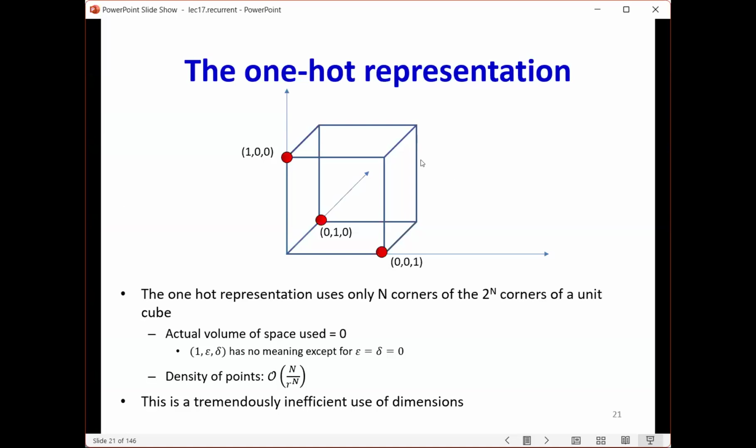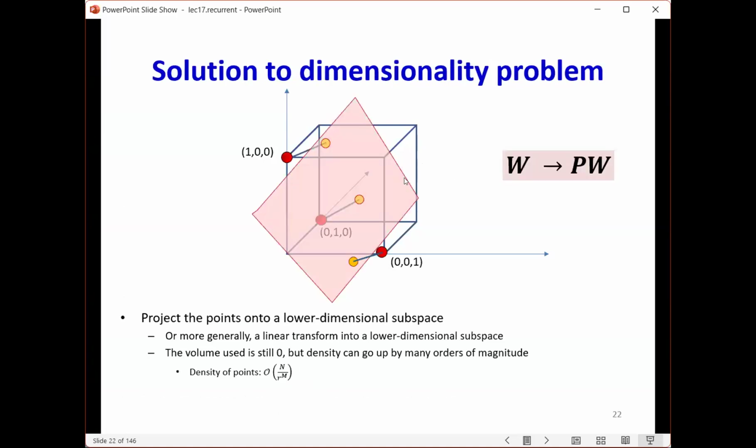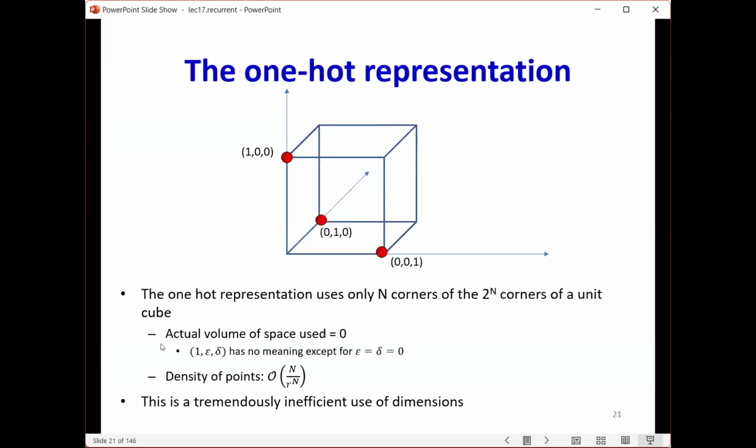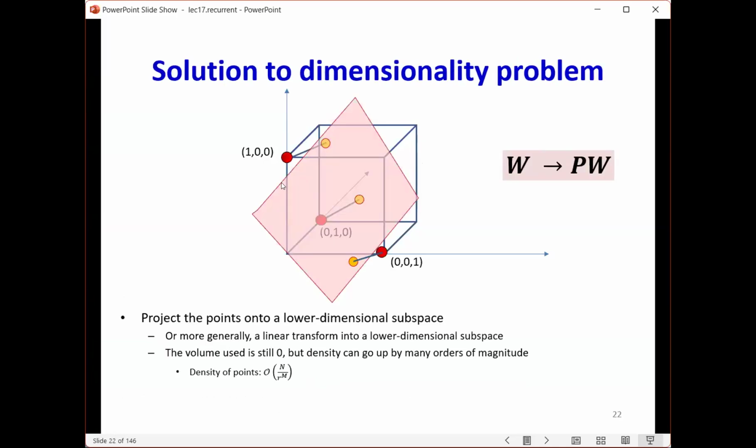Yes, no, it makes sense, right? And so we can't do anything about this guy. The fact that it's occupying 0 volume cannot be fixed. It's a problem with machine learning, but we can try to increase the density.